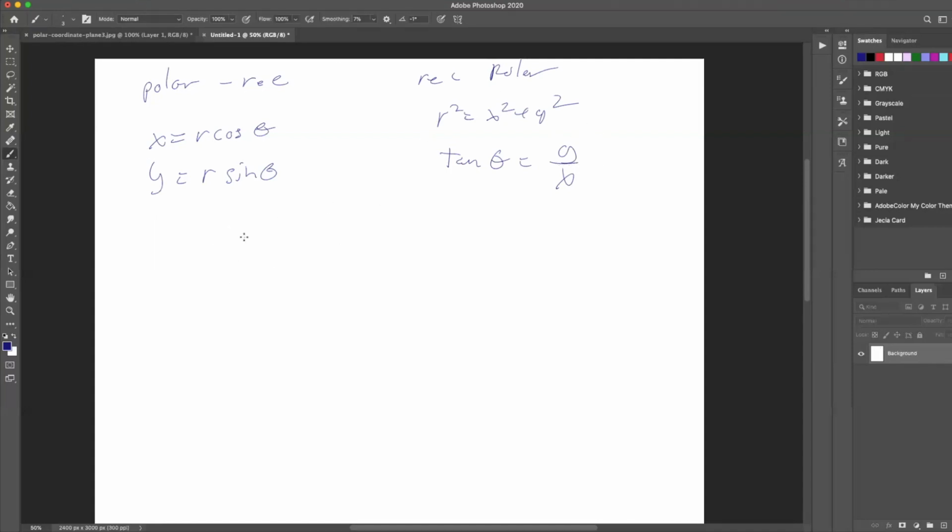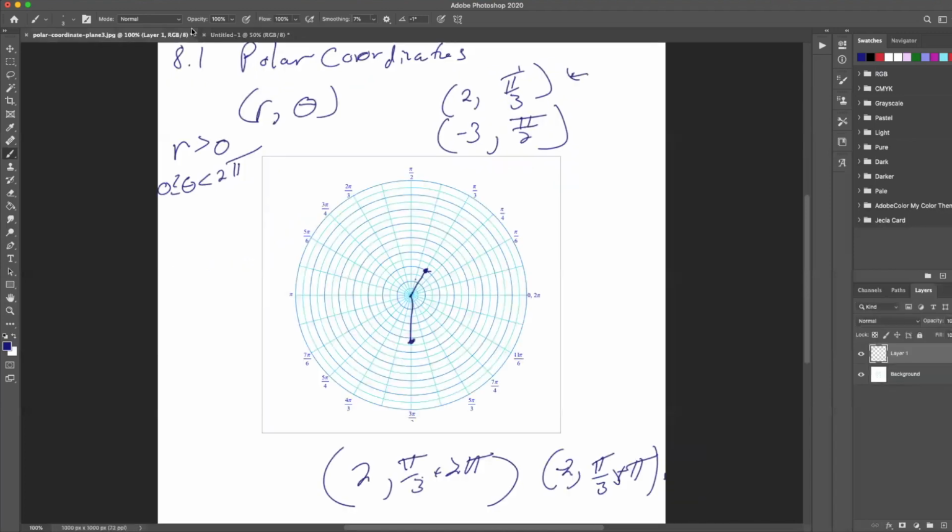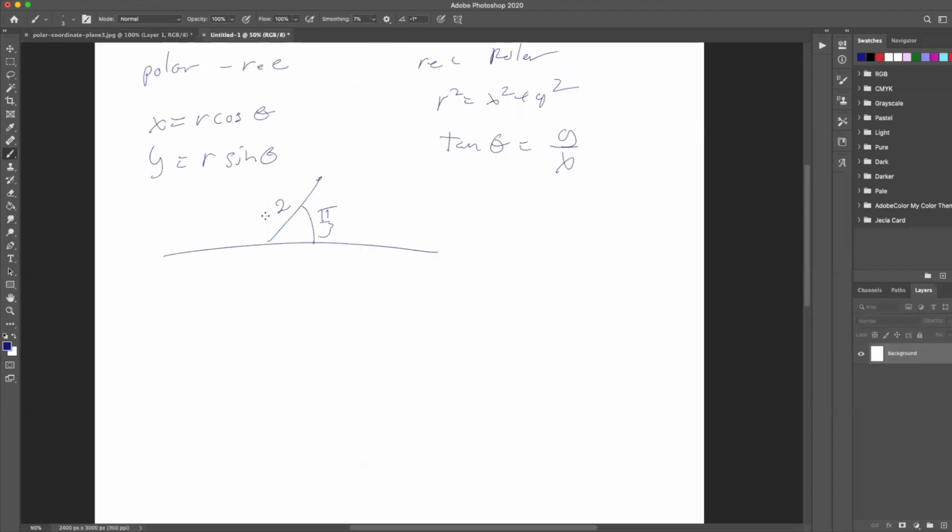Notice that in polar coordinates, if I've gone pi over 3 in angle and 2 in distance, the cosine will give me this length, my x, and the sine will give me this length. So x would equal 2 cosine pi over 3, and y would equal 2 sine pi over 3, and that will give me my point. But you can use this for equations as well.